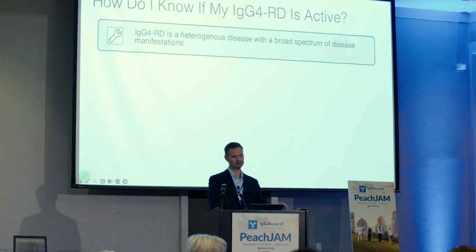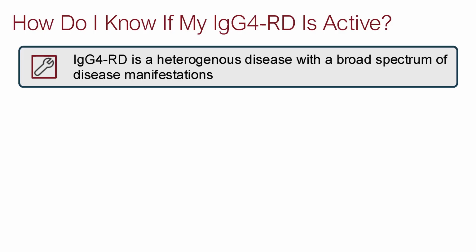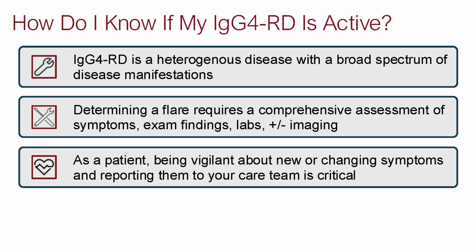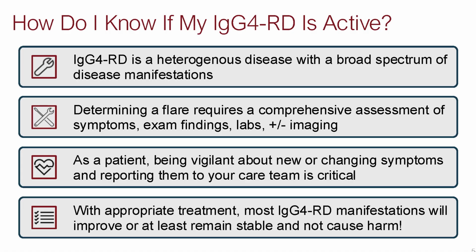So these are the final slides. So again, it's a very heterogeneous disease. There's a broad spectrum of manifestations. We really need the full assessment to determine what's going on. I gave an example of how being vigilant as a patient and reporting symptoms, even if they seem trivial, is really critical. And it's nice to know now that with appropriate treatment, most manifestations will improve or at least remain stable and not cause harm.